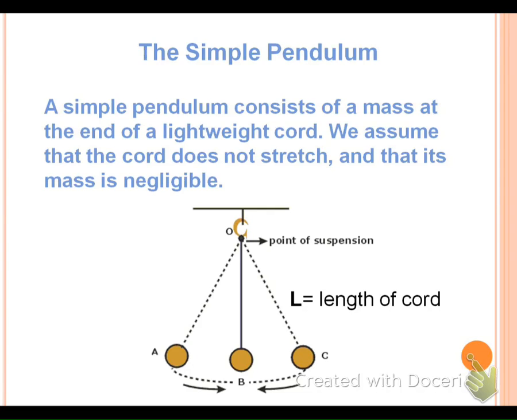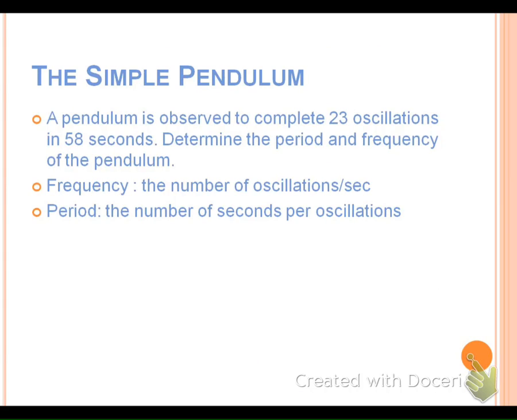Okay. So before we jump into really calculating period and frequency based on the length of a pendulum and all these factors that go into a pendulum, we want to look at some simple calculations for frequency and period, just based on the definitions. Frequency, remember, is the number of oscillations that something makes per second. Period is the number of seconds it takes per oscillation. So if we're given a number of oscillations and the time it takes, we should be able to calculate those two things very easily.